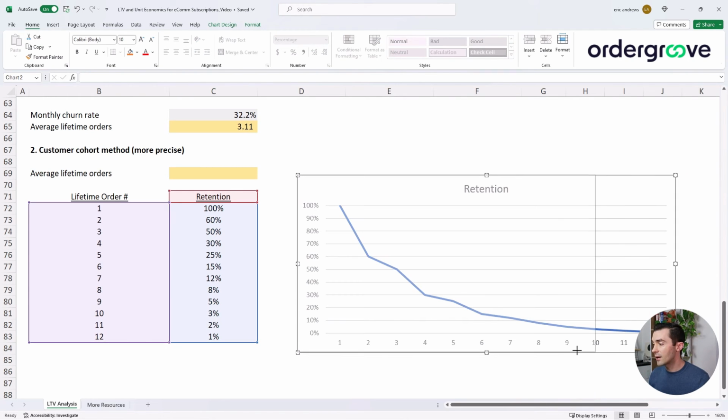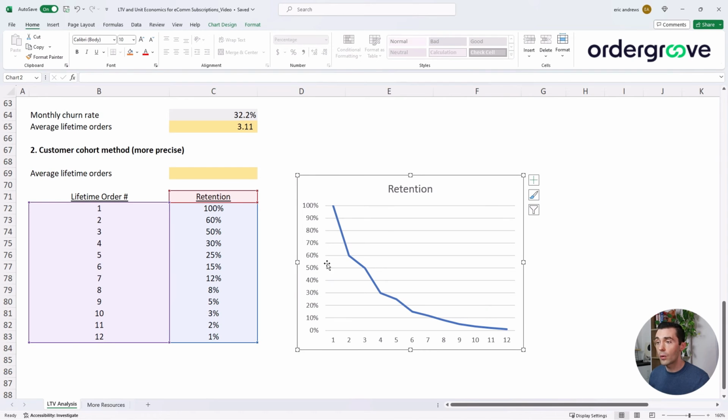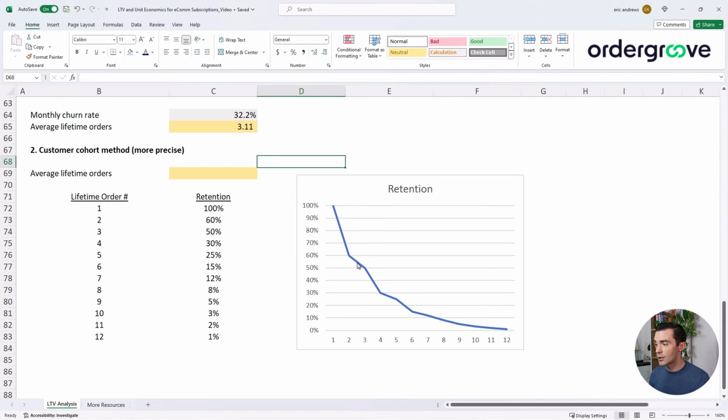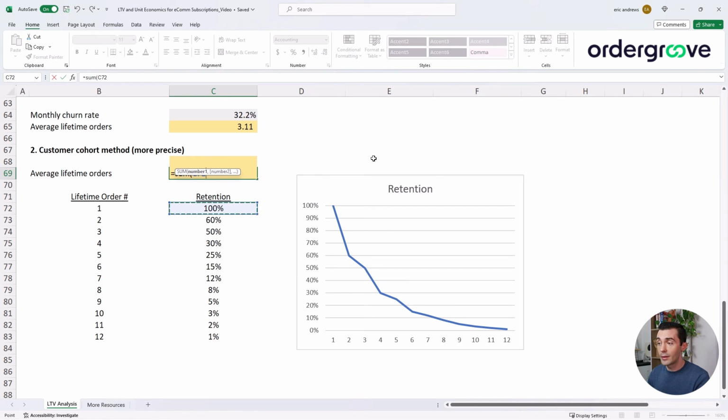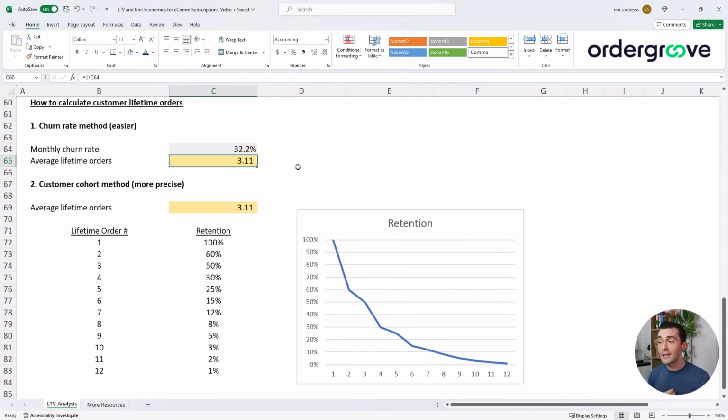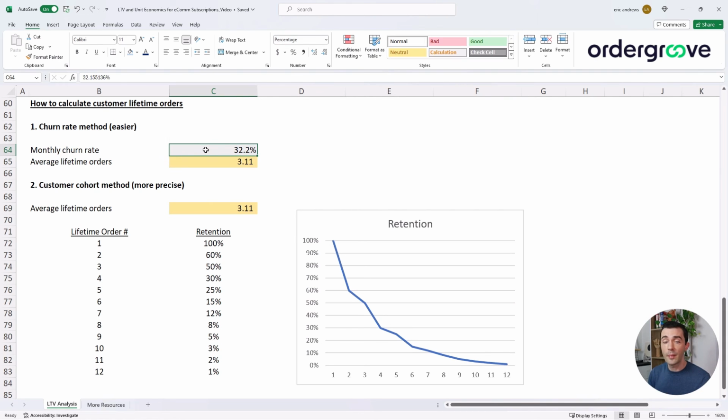So you can see here this exact cohort retention data shown on a chart, and it shows how many average orders each customer places. In order to calculate the customer lifetime, which is an average, you can basically just add up all of the retention data. And you'll see here that the average customer is placing 3.1 average orders. Again, this is the data that represents the same set of customers as the churn rate.